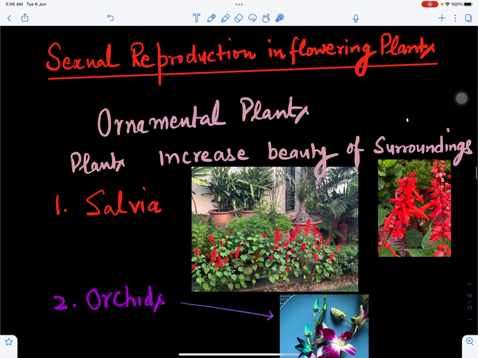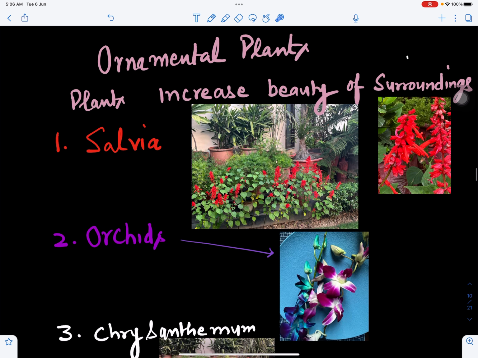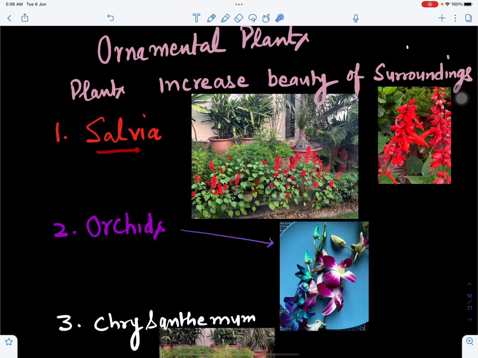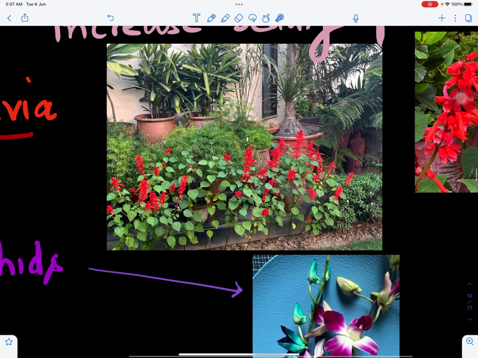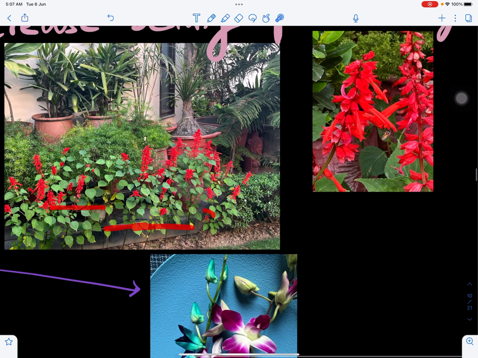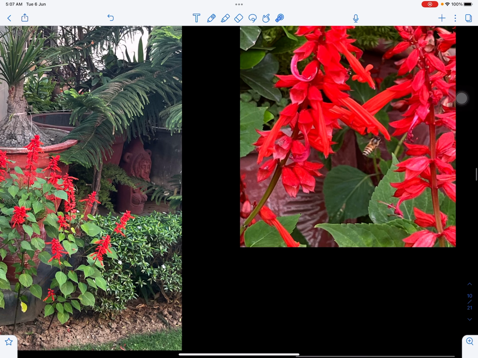Now, we will discuss certain flowers which increase the beauty of the surroundings, and they're grown as ornamental plants. They may become part of your pots or your garden, and when you look at them, you're really attracted to them, right? So we will discuss certain flowers. Like this is the salvia flower. This is growing in my own garden. We can see here on the lawn side flowers are there, and this is the salvia flower. And this is also being pollinated by means of a bee.